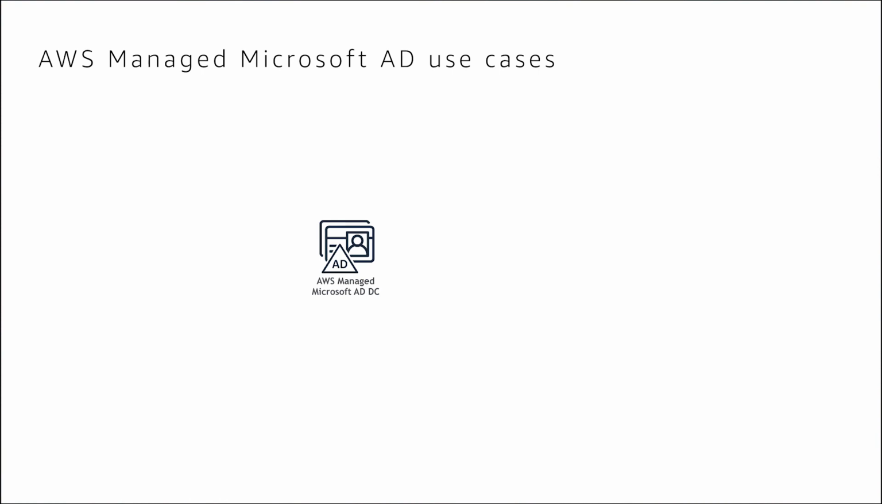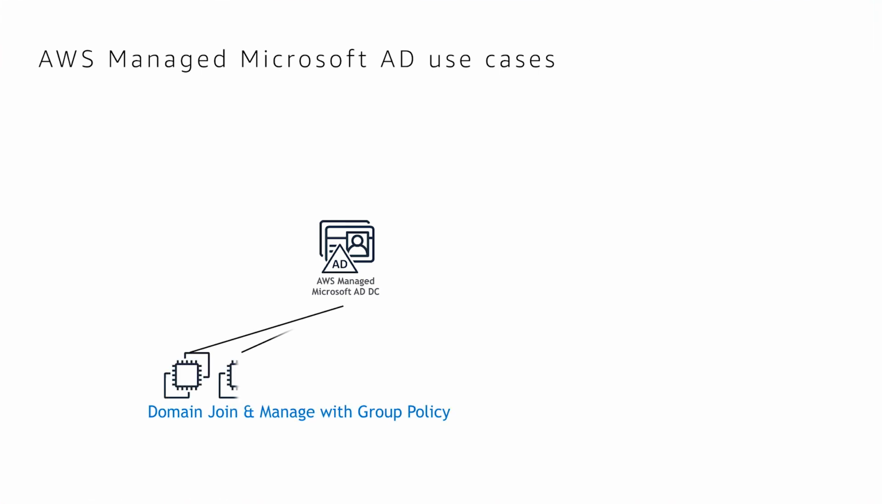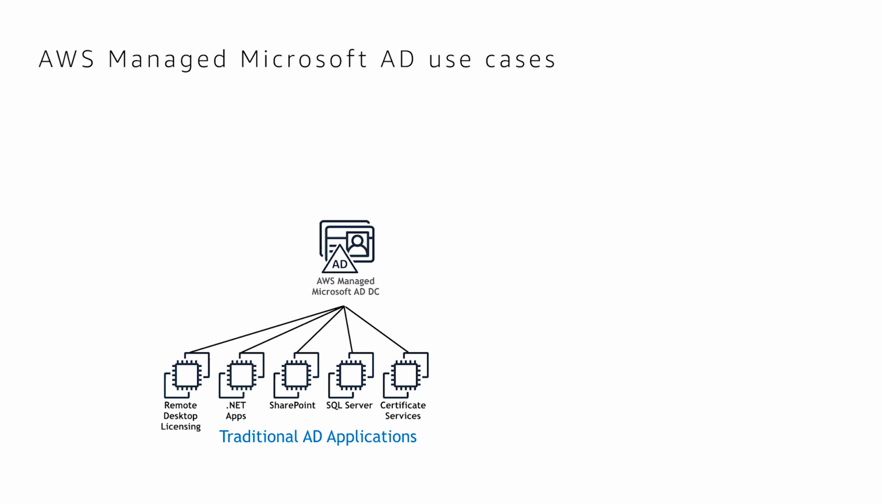Let's look at some of the use cases for the directory. First, you can join EC2 instances to your AWS Managed Microsoft AD domain and use group policy objects to manage your instances. Then you can run AD-dependent applications such as SharePoint or .NET applications on the instances.